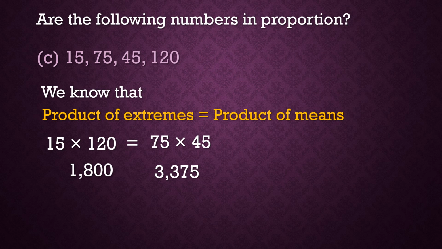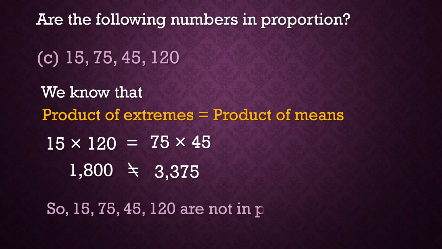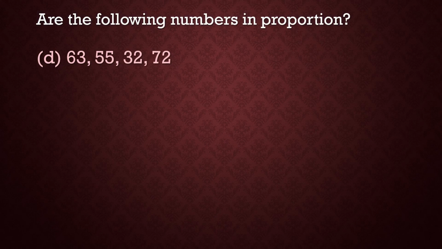So we observe that 1800 is not equal to 3375. So we can say that 15, 75, 45 and 120 are not in proportion. Let us solve one more question.